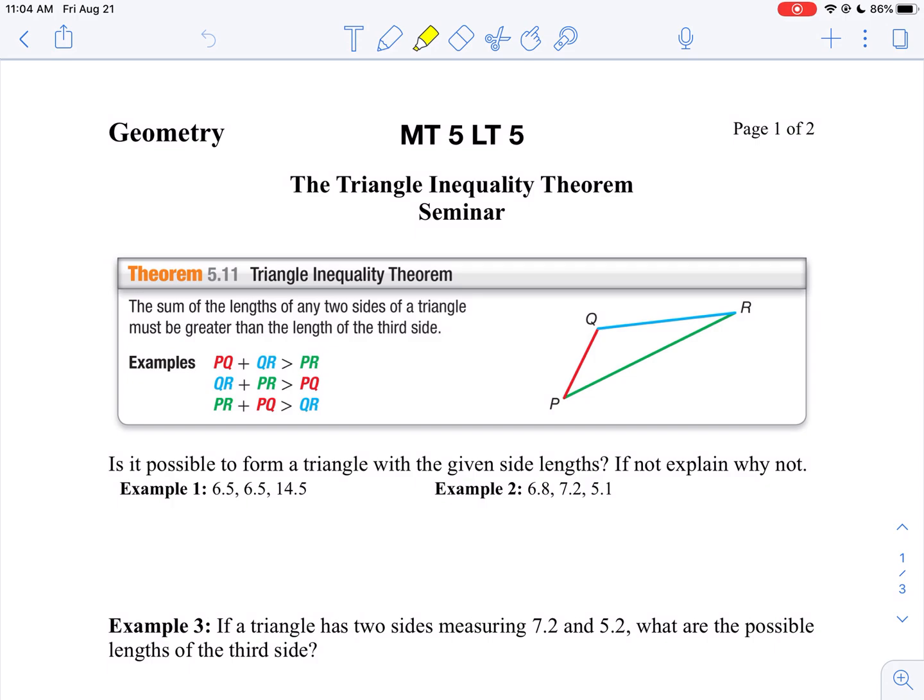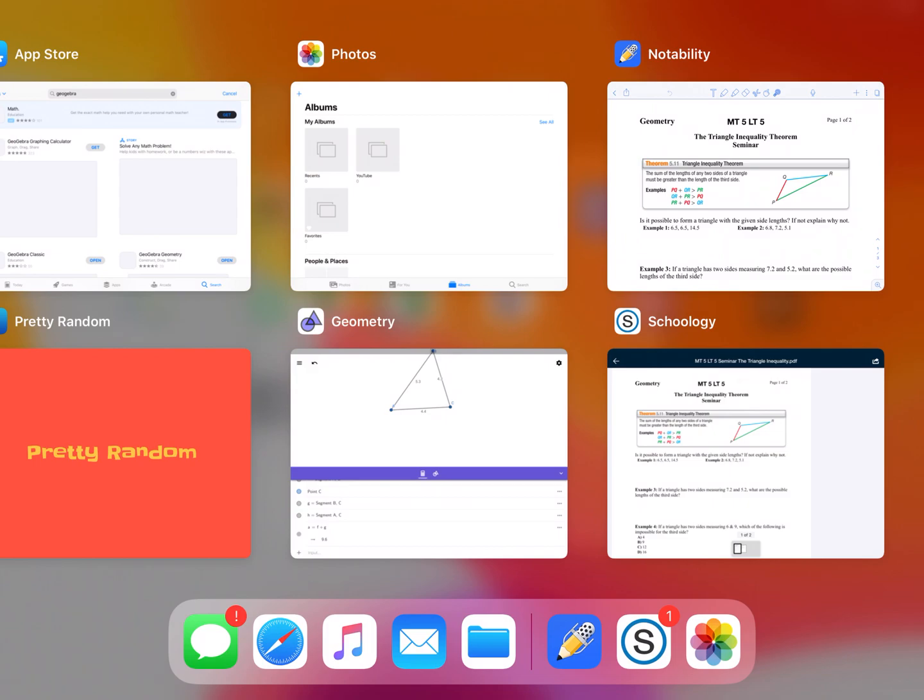The triangle inequality theorem says this. If you have a triangle and you have two sides, two of the sides added together, or the sum of the two sides, must always be greater than the third side. Now, why is that? Well, let's show you.